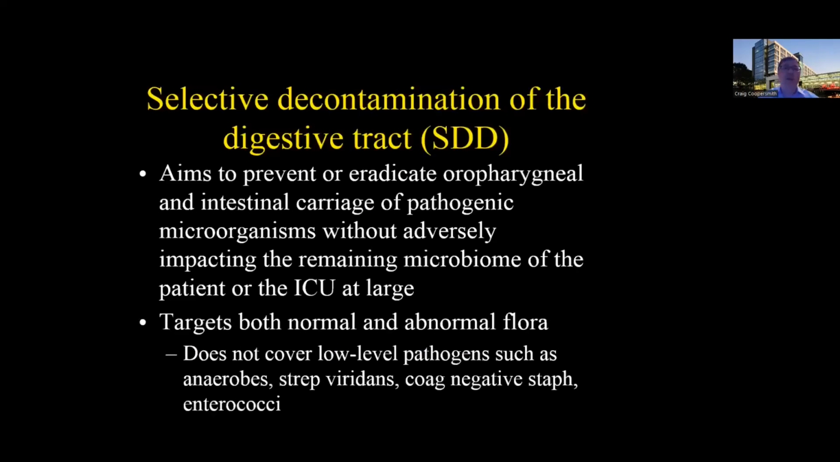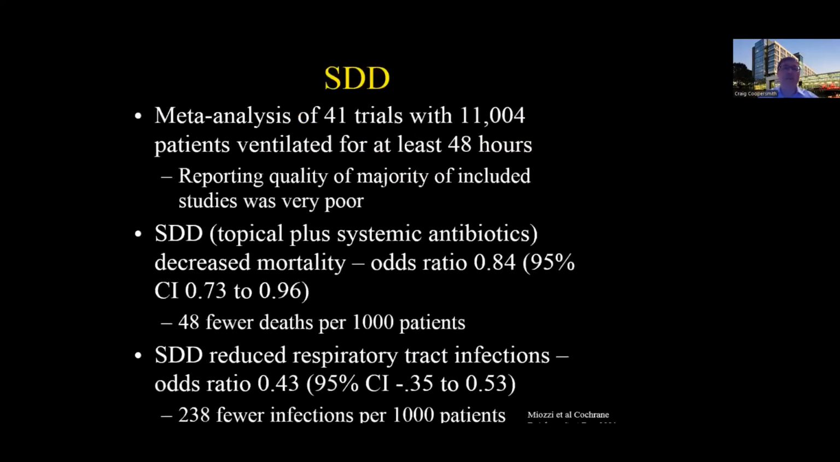The final thing I'd like to talk about is selective decontamination of the digestive tract. SDD aims to prevent or eradicate oropharyngeal and intestinal carriage of pathogenic microorganisms without adversely impacting the remaining microbiome of the patient or the ICU at large. Importantly, it's actually not that selective because it targets both normal and abnormal flora, although it doesn't cover low-level pathogens like anaerobes, strep viridans, coag-negative staph, enterococci.